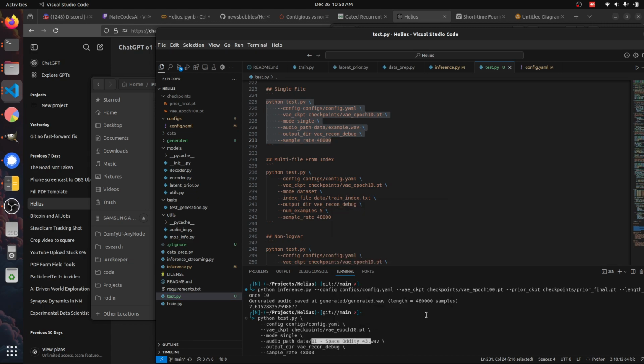Paste. Okay. The 10th, we're going to use the 100th epoch here. Mode single, audio, data 01, space oddity. I'm probably going to have to put this into quotes.